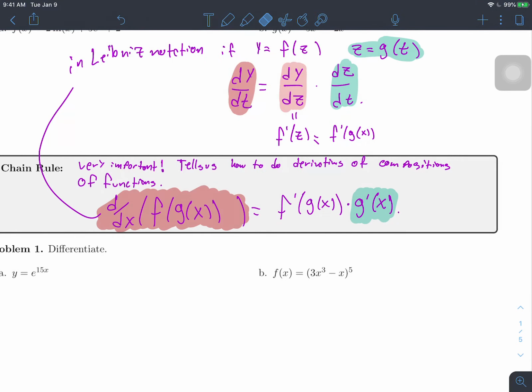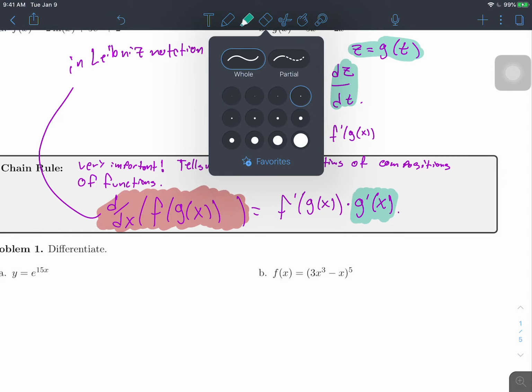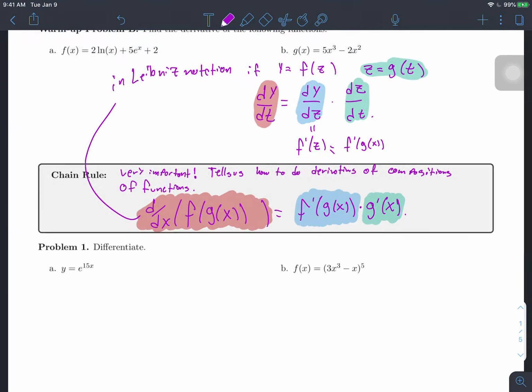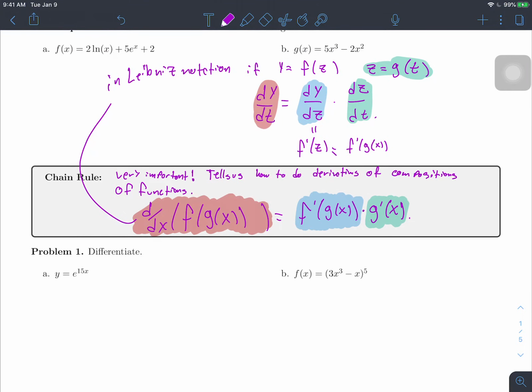Let me make this color more different. We'll make it blue. Okay, so those are the corresponding parts in Leibniz notation. Raise your hand if you like Leibniz notation. All right, for those of you at home, nobody raised their hand. I don't think anybody likes Leibniz notation the first time they see it. I kind of like it. But then again, I'm in a math PhD program.